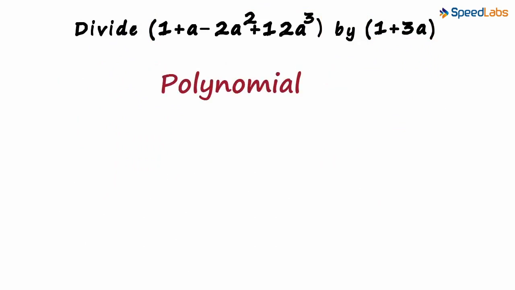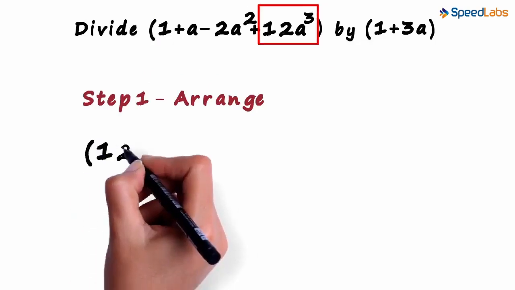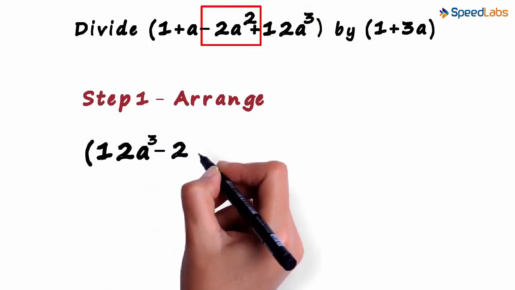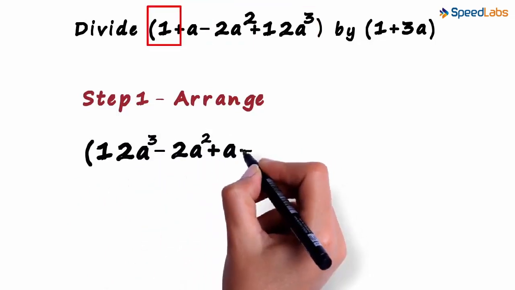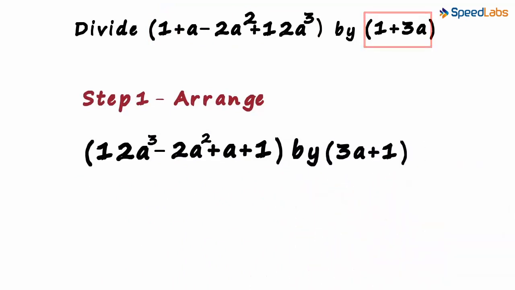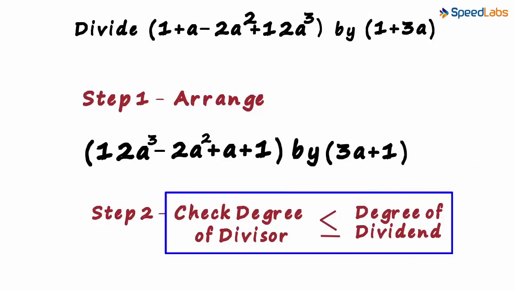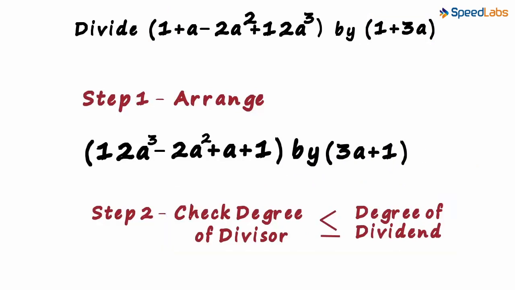But in case of polynomials, before we proceed with our division, there are two steps we need to keep in mind. First, we arrange the terms. So we write the dividend as 12a cubed minus 2a squared plus a plus 1 and the divisor as 3a plus 1. In our second step, we check if the degree of the divisor is less than or equal to the degree of the dividend. If the answer to this is yes, we can proceed with our division.